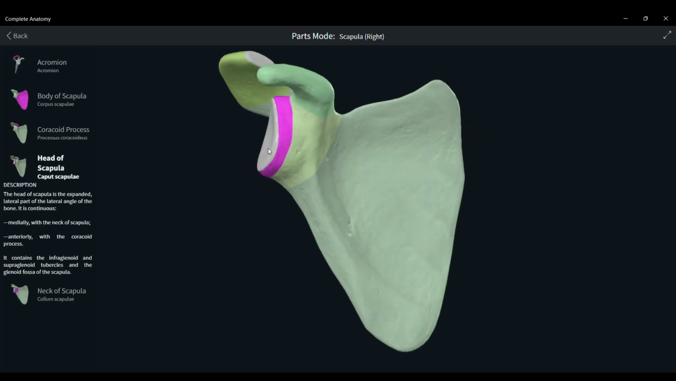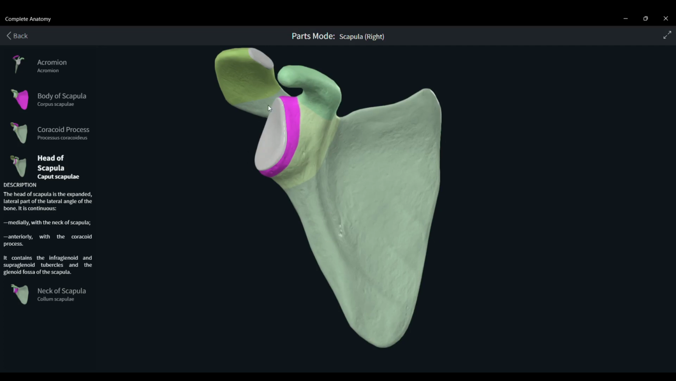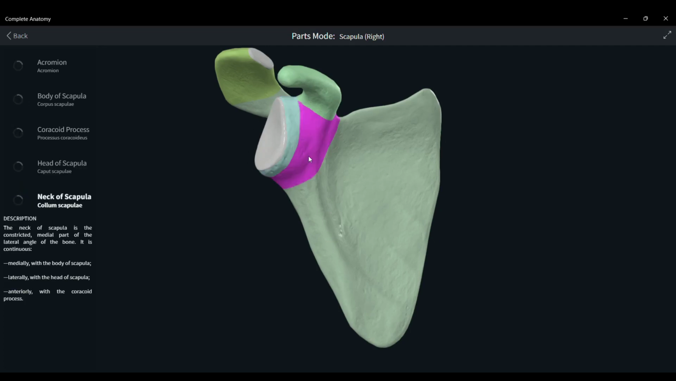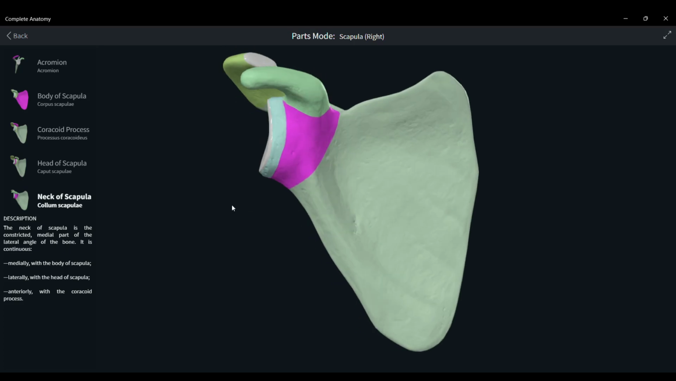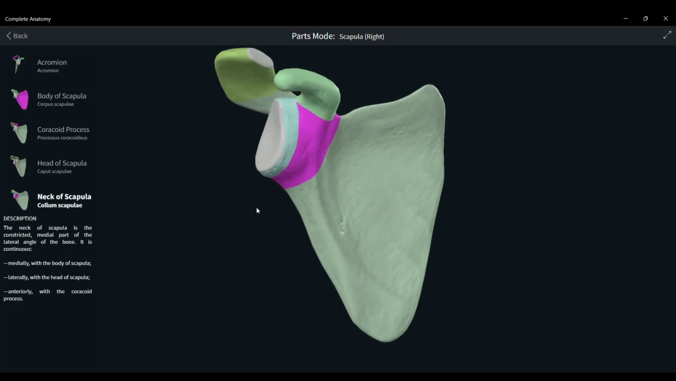This area is formed by the glenoid cavity and its surroundings. The neck of the scapula is the narrow constriction of the articular portion, on which the head of the scapula rests. At its end we find the glenoid cavity.